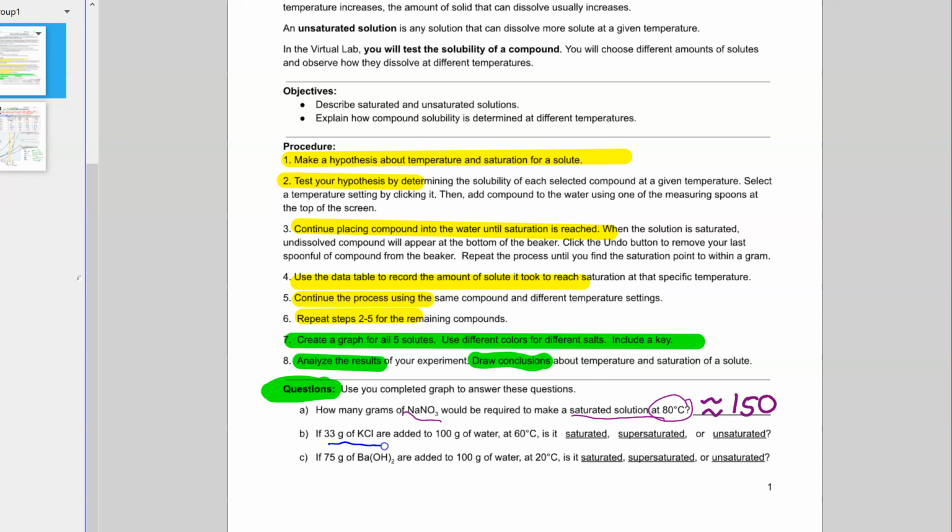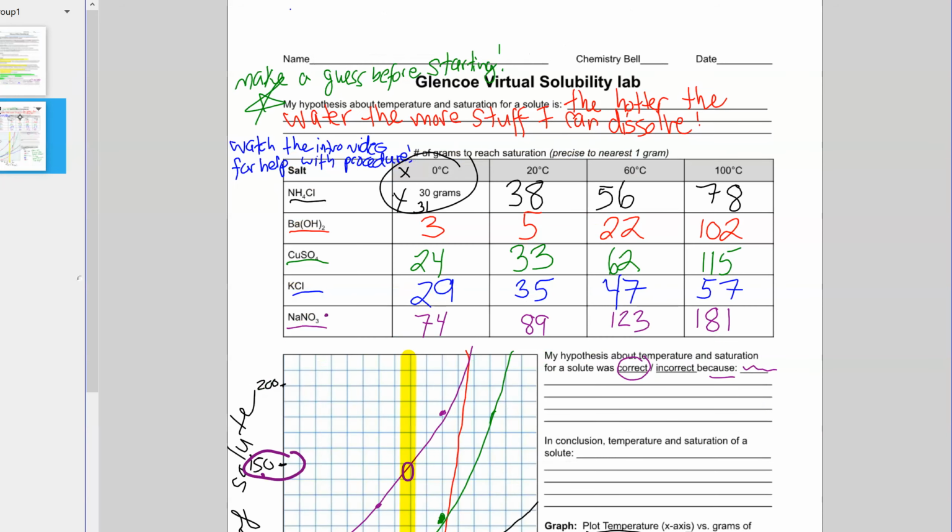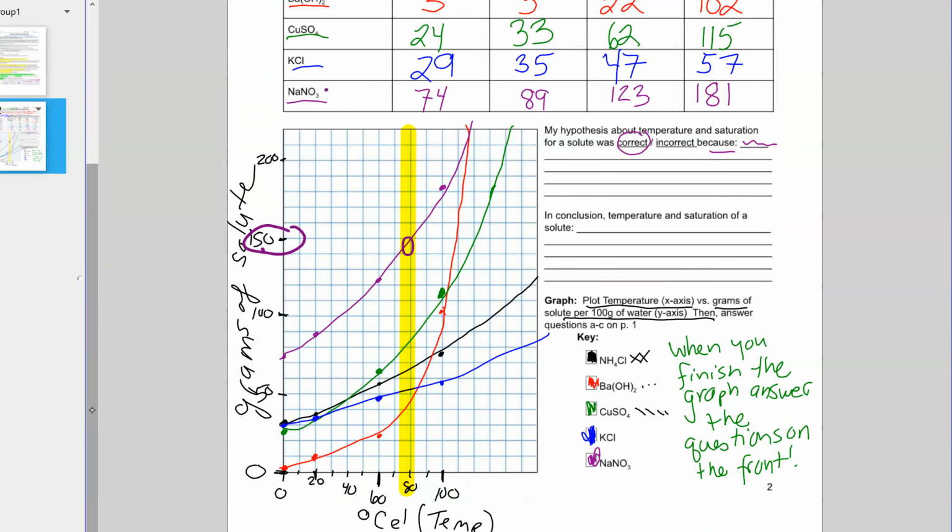So if 33 grams of KCl are added to 100 grams of water at 60, is it saturated, supersaturated, or unsaturated? So let's look at our graph and kind of think back to our notes. We'll just pick one of these lines to look at here. So remember, this is the saturation point. So if anything is on this line, it is saturated. If we are below the line, it's unsaturated. That means that the solution could hold more. And if it's above the line, it's supersaturated, or you also could say oversaturated.